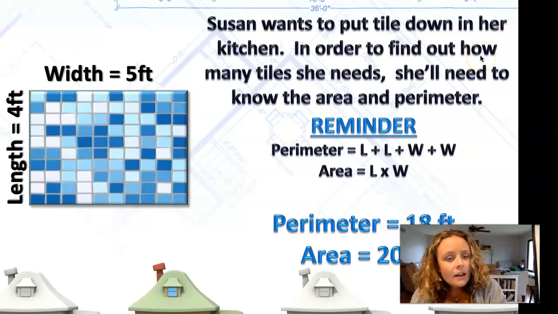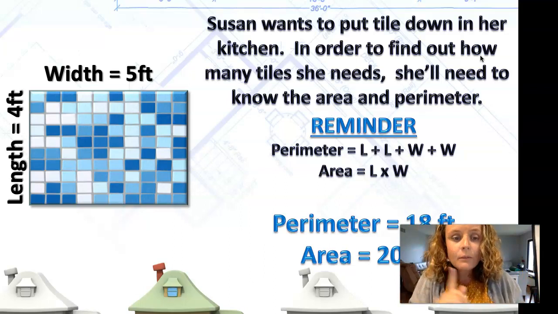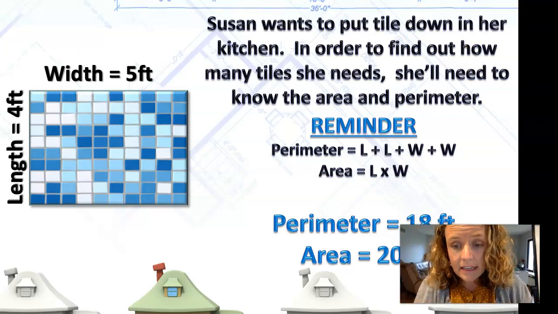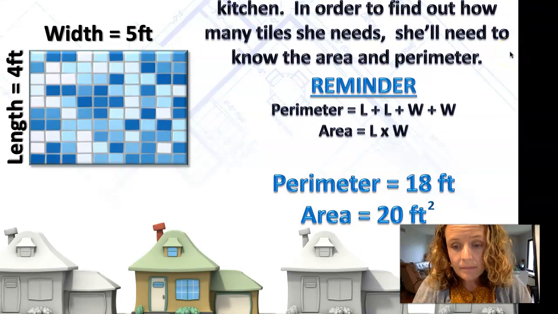Here we go. Perimeter, length, 4 plus 4 is 8. Width, 5 plus 5 is 10. 10 plus 8, we're looking at 18 feet. The area, we take the length times the width, and we can fit 20 feet squared in there. Okay.